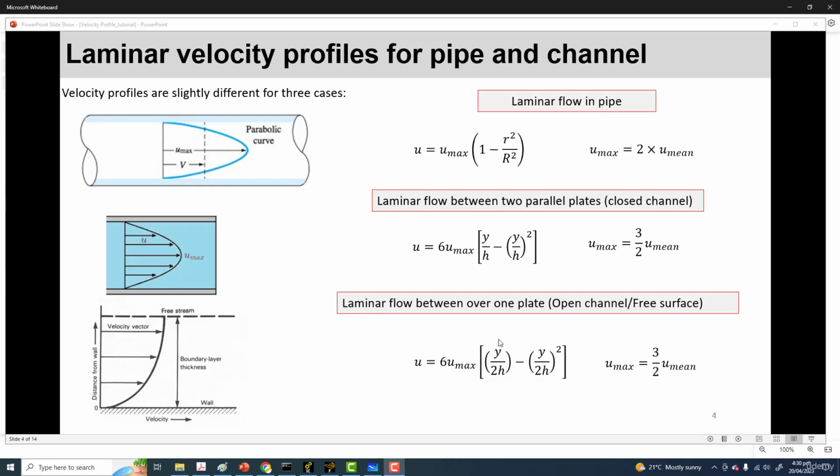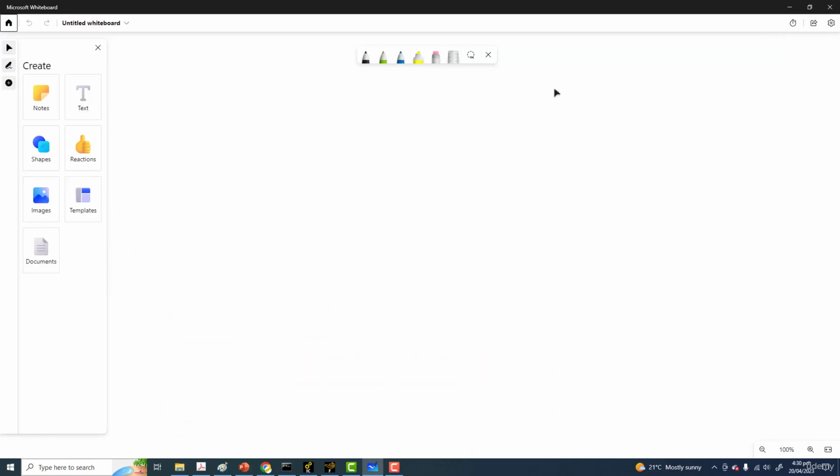In this video, we are going to derive these all three profiles using analytical techniques. So start with the first problem, that is the laminar flow in a circular pipe. And here the first case is the laminar flow in a pipe. And so just let me draw the pipe here.